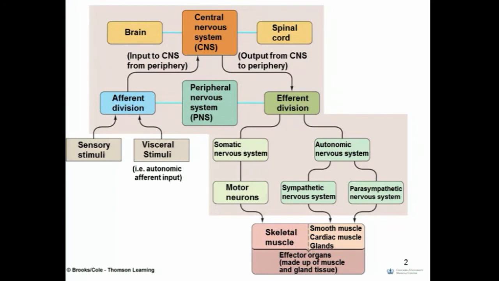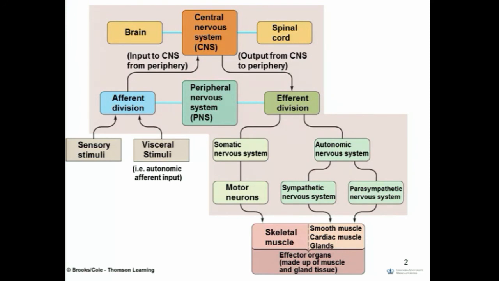No problem. So our somatosensory stimuli are sources of sensory stimulation that we are consciously aware of. And that is very different from our visceral stimuli. Visceral, or viscera, refers to our internal organs.